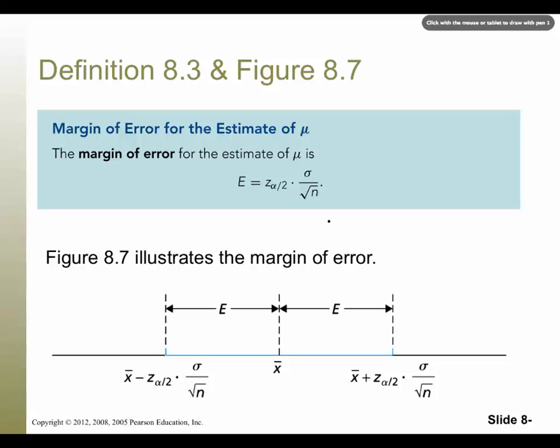If you're saying 48% of voters are likely to vote for this candidate, then your margin of error will be in percentage of voters. Or if we're doing mean brain weights, then the margin of error will have the units of brain weight. We're going to go up an amount of brain weight and down an amount of brain weight to make our confidence interval, and that's the margin of error. The amount that you go up and down.